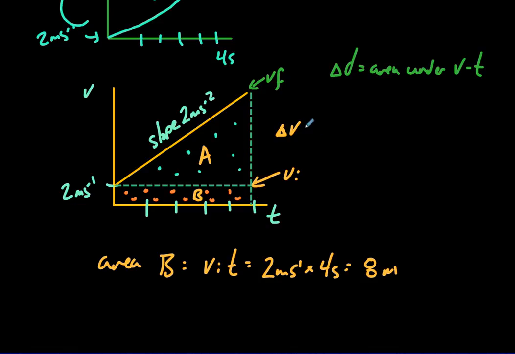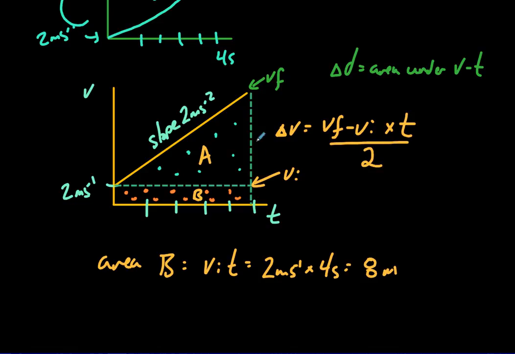So this is delta v, right? The height here is delta v. So we could also write that as vf minus vi, right? Vf minus vi, so that's the height. And we want to multiply that by t, and we also want to divide it by 2. So let's just explain and make sense as to why that is.